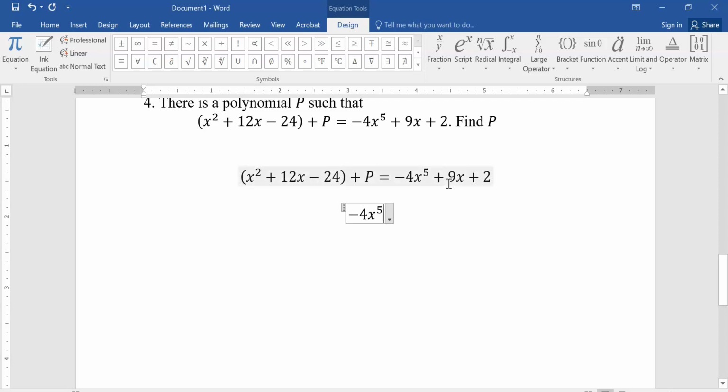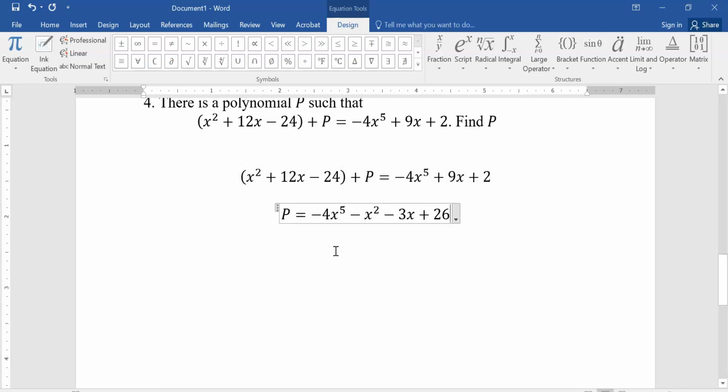Subtract 12x from both sides, you end up, I'm sorry, let me go. When I said minus x to the fifth, that's what I'm saying is the first term on the right. Subtract x squared, you get minus x squared. Subtract 12x from both sides, you end up with a minus 3x. Add 24 to both sides, you end up with a plus 26.